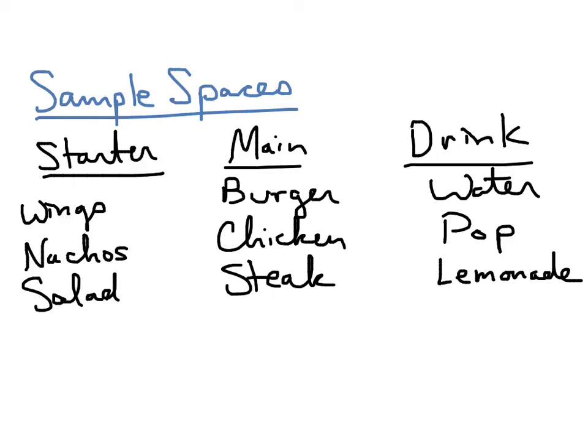All right, for this worksheet, when you find the sample spaces, the first 6 questions are going to say find the sample spaces and represent it using set notation. What they mean by sample spaces is, let's say you have this scenario where you go to a restaurant and you have your appetizer, your starter, where you could choose from either wings, nachos, or a salad. You have main dishes where you could choose from either burger, chicken, or steak, and then for drink, you could either have water, pop, or lemonade.